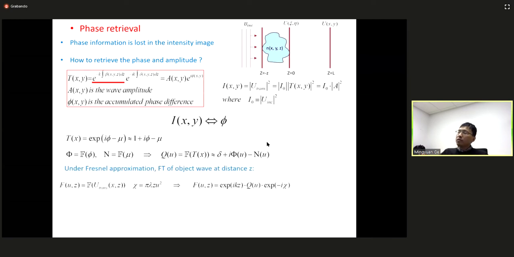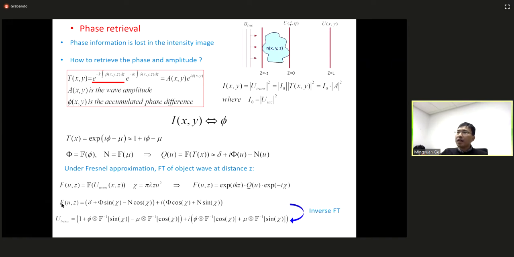If we make some rearrangement of this Fourier transform formula, we can see that the Fourier transform of the downstream wave can be written as these equations, where mu is related to the absorption and chi encodes the phase part. And plug this formula back, we get this one.